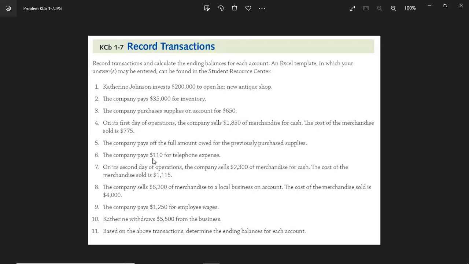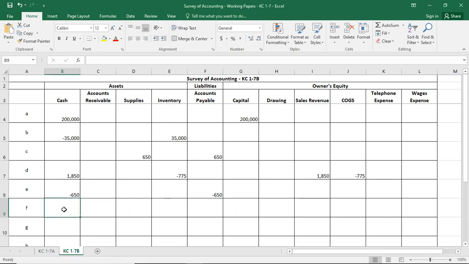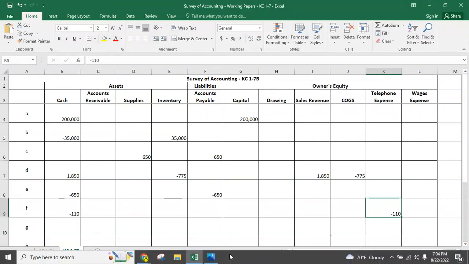Number 6, the company pays $110 for telephone expenses. Right? We paid $110, so we know we have to subtract it from cash. And it was for telephone expenses. And if we look at our expense accounts over here, we have one listed as telephone. So again, an expense is going to decrease our capital. So we're going to put a little negative sign before that one. So we just paid the telephone bill.